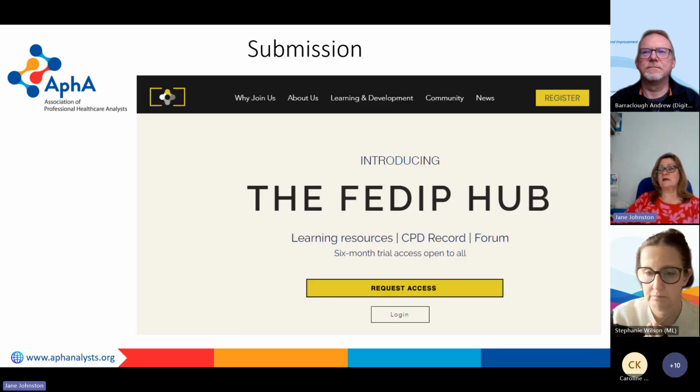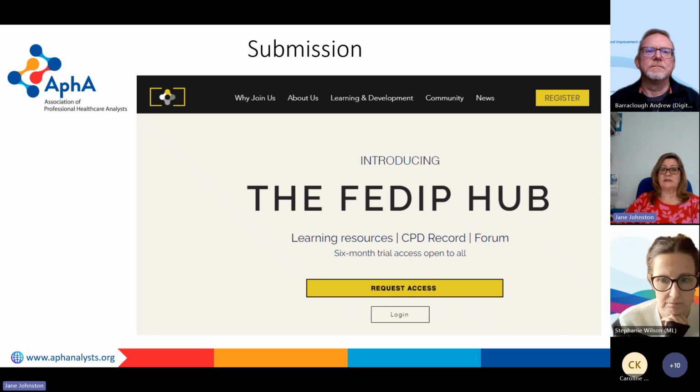This is the FedIP hub that you will be given access to once you're registered, and you can use that to start recording. Sorry, so when you submit, you are given an area on the FedIP hub, and you can use that also for recording things like learning resources and your CPD records.